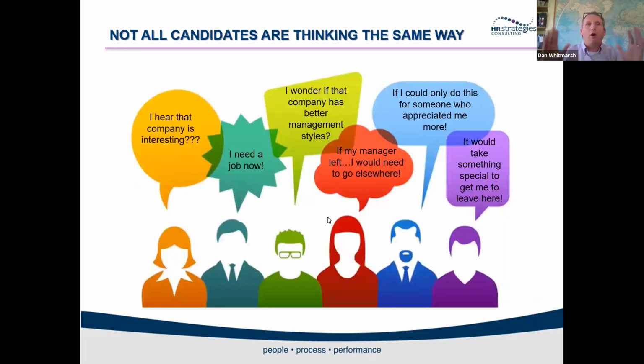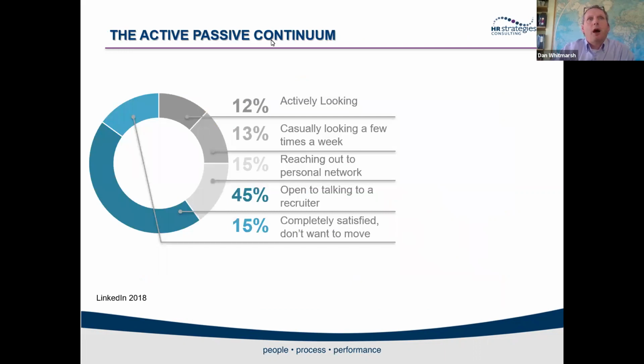Now, all things equal, I've painted a story about an indecisive candidate, or somebody who's overly considerate and thinking through all of their options is maybe a better way to explain it. Not all candidates are the same. So we need to understand what we call the active-passive continuum. You know, I hear this company's interesting, as opposed to I need a job now, which are very different types of mindsets for seekers. So let's go on that venture. I call this the active-passive continuum.